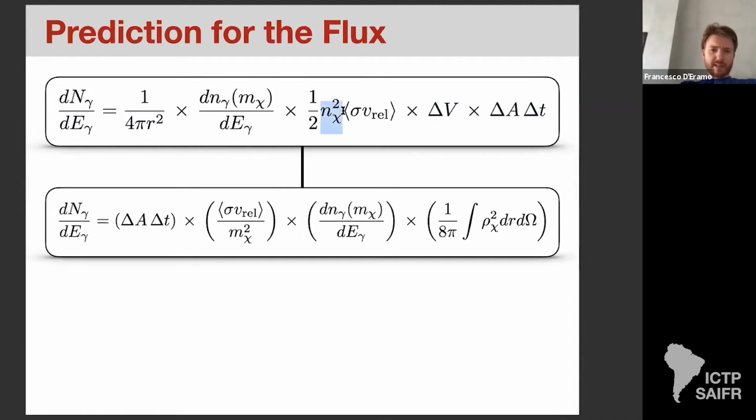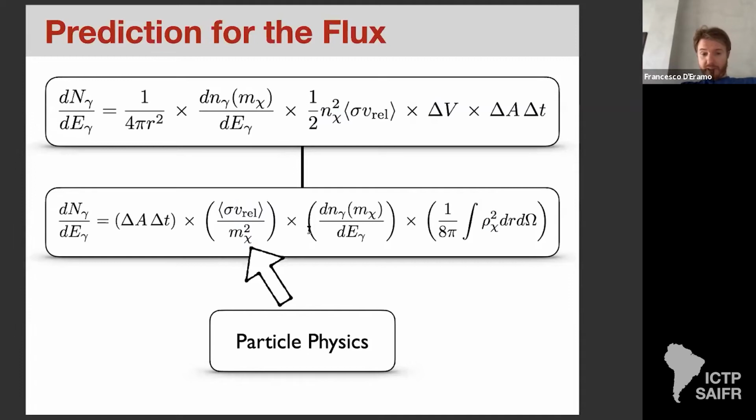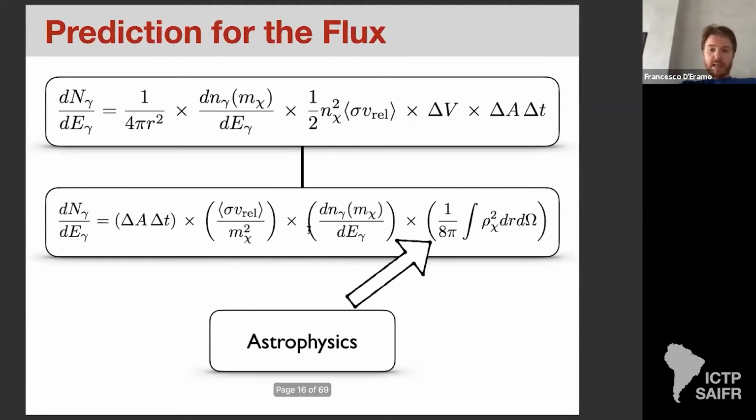All I did was to replace n_χ with ρ_χ divided by m_χ. So you see there is an m_χ squared in the denominator, there is a ρ_χ squared here. And you see that there is a nice factorization of the total rate into one contribution that depends only on the detector, one that depends only on the particle physics property of dark matter, so the annihilation cross-section and the mass, one that depends only on, I call it standard model, because as I say, the evolution is entirely controlled by the standard model. And then there is something that depends on the astrophysics. It's the integral over the volume. I went to polar coordinates, and the R squared simplified with the integration measure of the dark matter density squared.